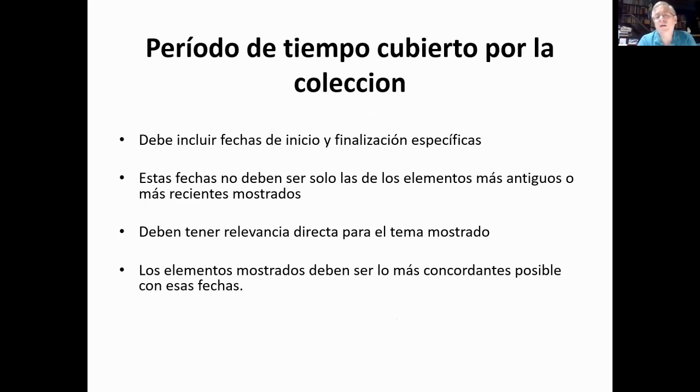Now, if we turn next to the time period covered by the exhibit, ideally, you should include a specific start and end date for the exhibits. Now, importantly, these dates should not just be the date of the earliest or the latest item shown. The time period covered should have direct relevance to the subject shown.